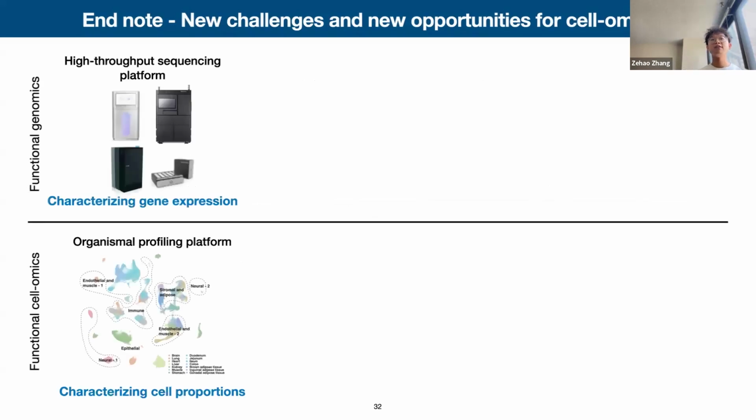In the conventional functional genomic study, people use all different high throughput sequencing platforms to characterize gene expression. And here we really developed this platform to not only look at the gene, but look at the cell level. And with this high throughput platform, we can statistically perform multiple replicates for us to draw some conclusions.